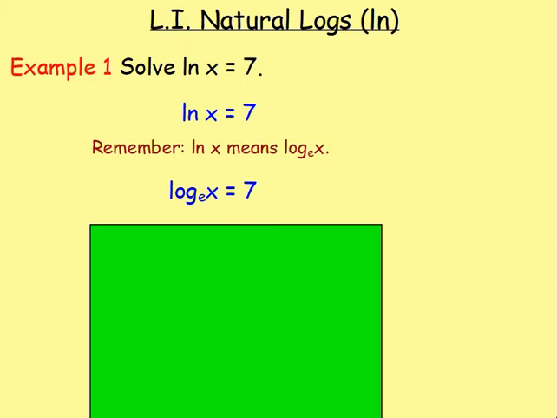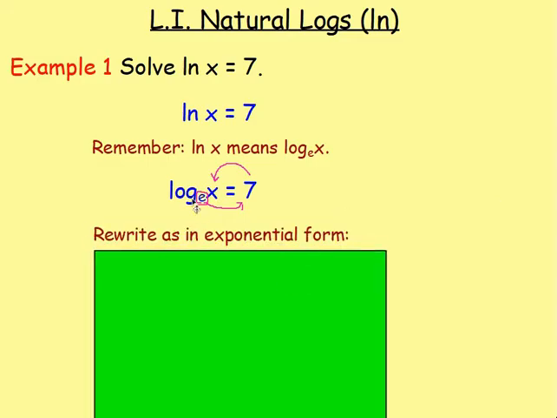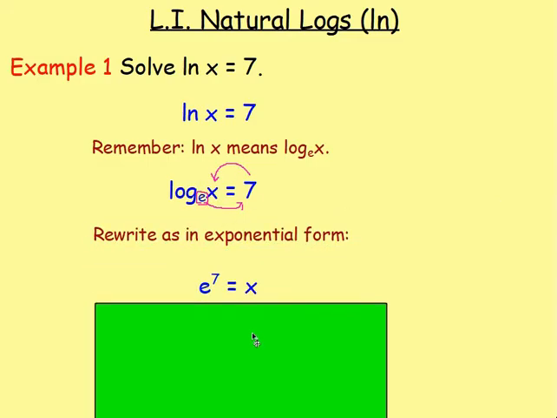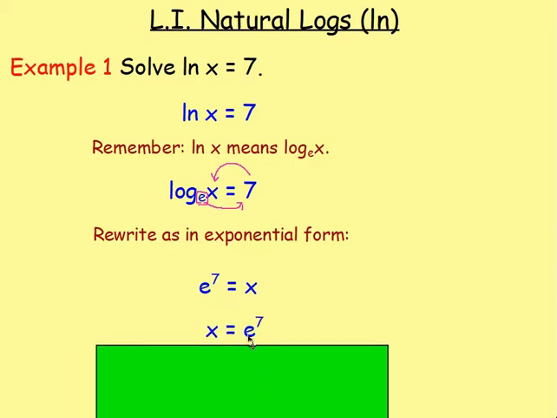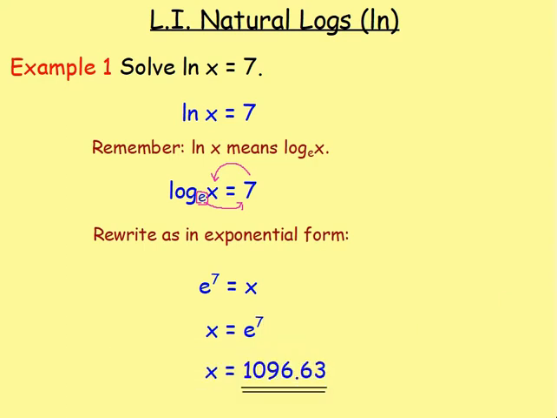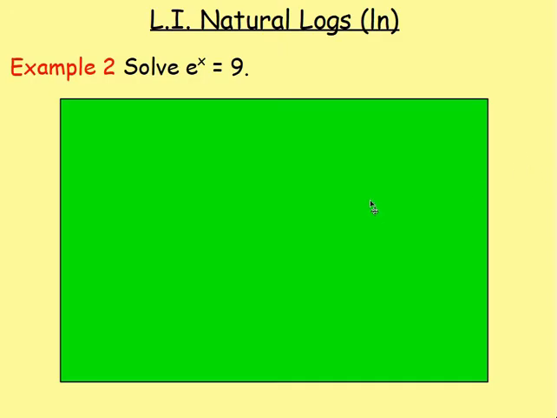Good, rewrite it as an exponential form. So take your base, draw a line at the bottom, and then draw a line at the top. So think base, bottom, top if you're rewriting this. So in exponential form, you will have e to the power of 7 equals x. Perfect. After that, you would just work that out on the calculator. So x is going to be e to the power of 7 on the calculator. If you type that in, that will give you 1096.63. Woohoo!